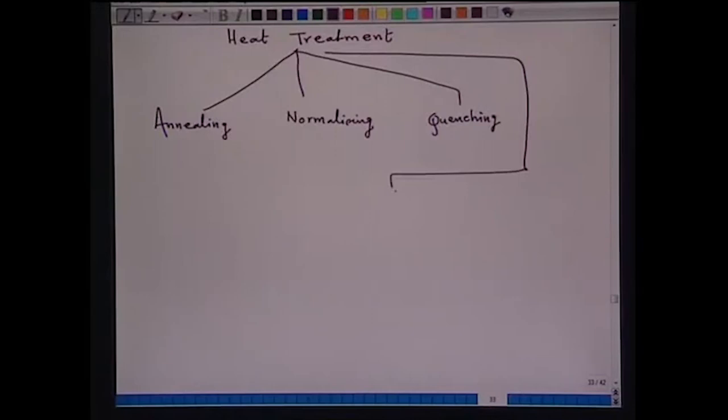In between these, you can have several modified practices for heat treatment. For example, one is martempering, then austempering, because you want to get the phase bainite to make use of the properties of the bainite. Then tempering is also done. After quenching, a large amount of stresses are induced in the material, then the stresses are to be relieved, and for that purpose the material is reheated. So, these are some of the technologies that belong to heat treatment.